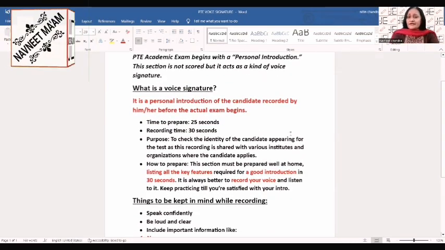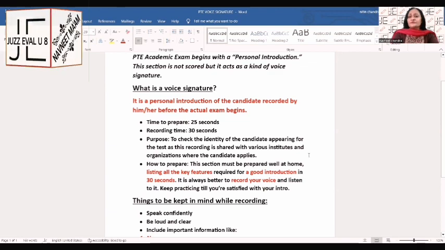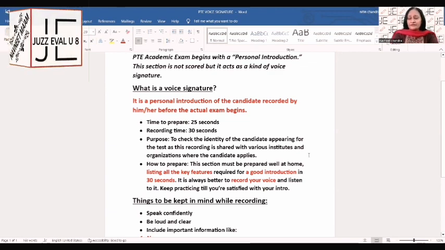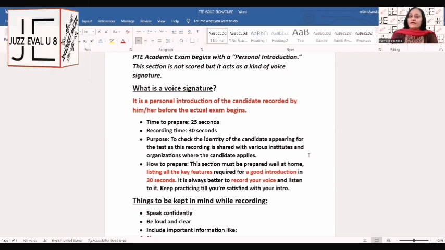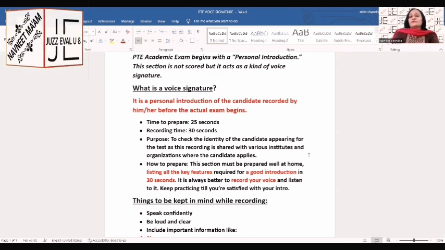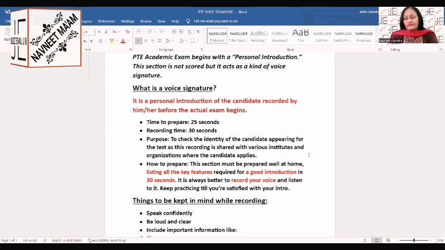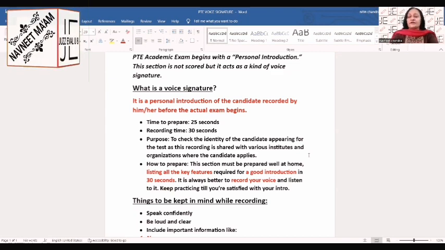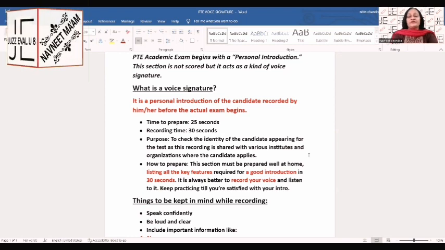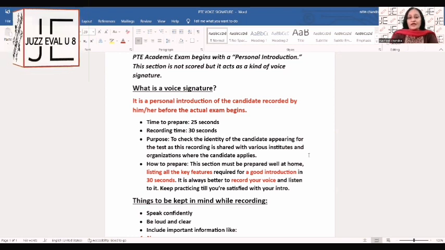So basically the purpose is to authenticate that yes, this is the candidate who is appearing for the exam, and it's the same candidate who's applied for various job posts or for study purpose, academic purpose to various institutions.